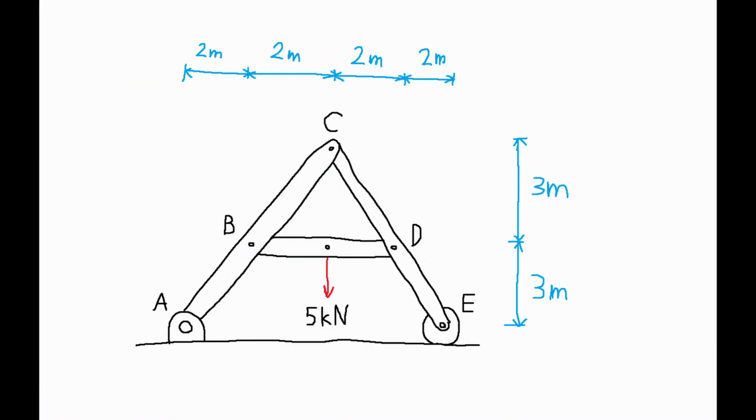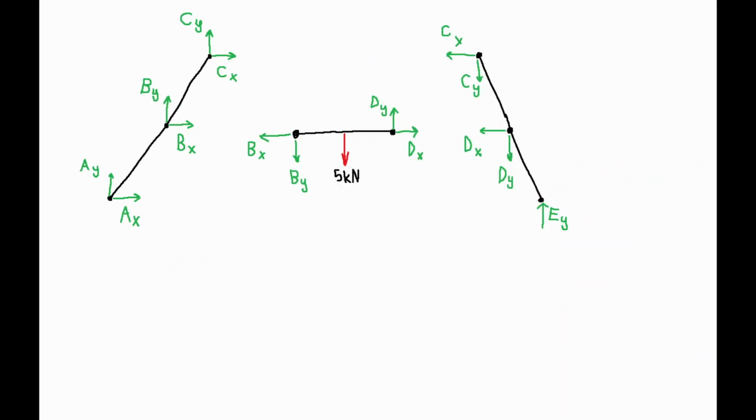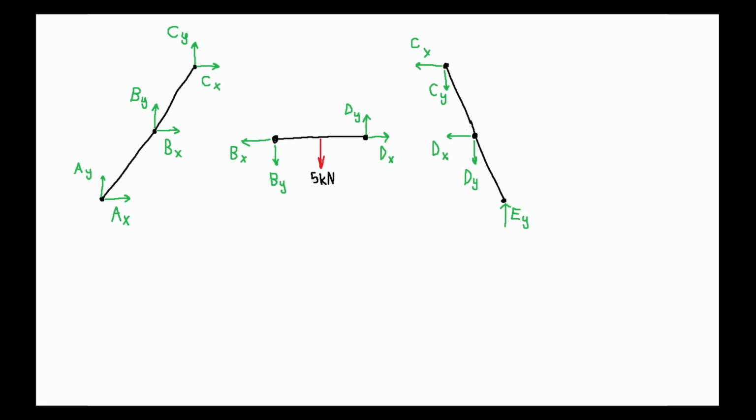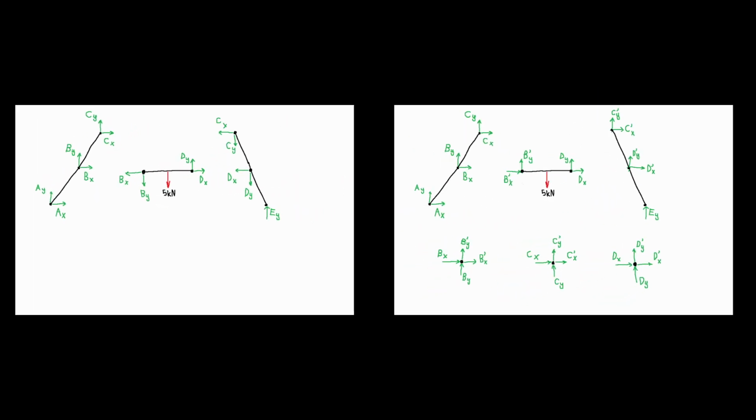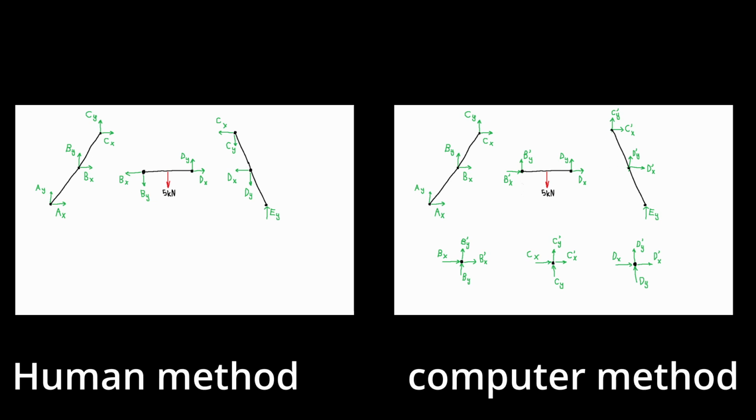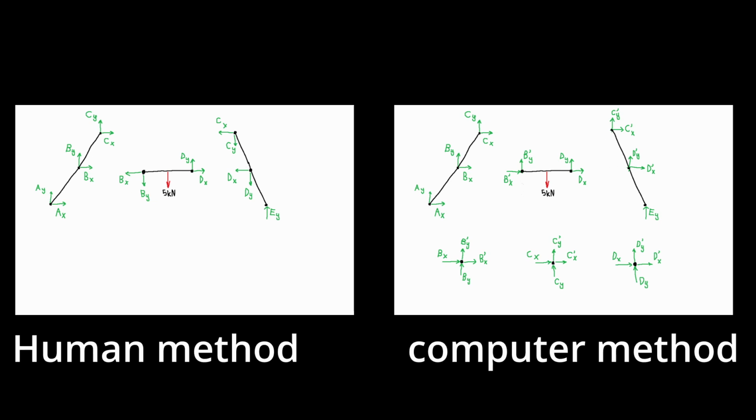Let's do another example. This time, there are multiple beams and intersections. If you were doing the problem by hand, this is how you would draw the free body diagram. However, the program does not do it like this. Actually, the force at the point B is not the same in the part ABC and the part BD, same goes for the other intersections.